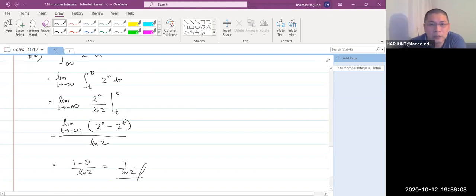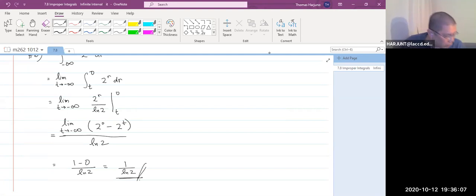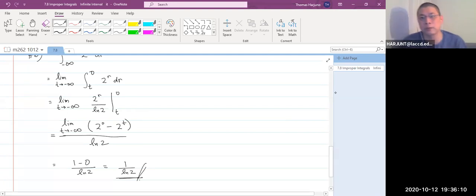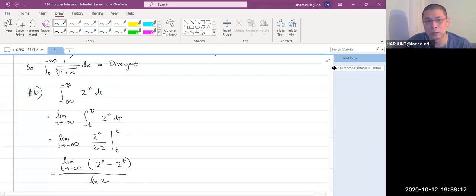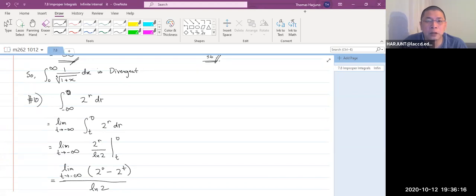So this is (1 minus 0) over ln 2. The issue arises when, let's say, we have from negative infinity to infinity, like number 22.